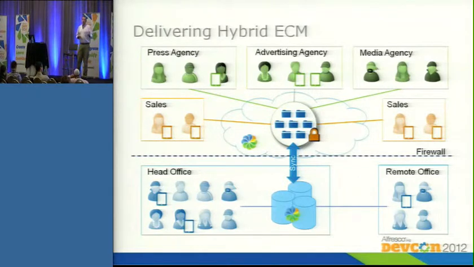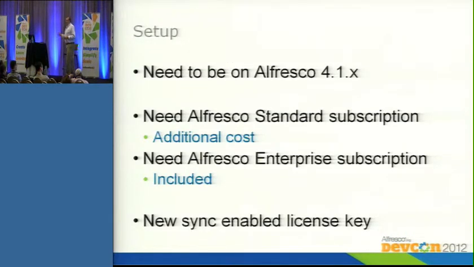He can also publish content for the sales teams. So when he does a new white paper, when he does a new presentation, he just publishes that to the cloud, and now the guys can get access to that content without having to go through firewalls, without having to go via VPN. What do you need to run Alfresco Hybrid ECM?